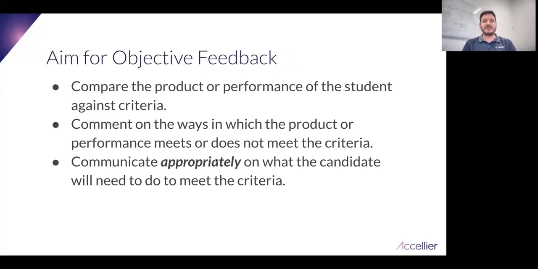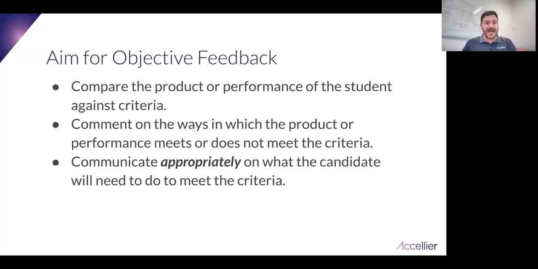So what we're aiming for here is objective feedback. How do we do objective feedback? We compare the product or performance of the student against criteria. You typically find when we're doing assessments that they fall into those two broad categories. It's either a product, so something they've created, might be a physical product like a piece of furniture or a report or a spreadsheet or a written assignment, or it might be performance. So we're actually observing them do a thing, a dance move, slicing food in the kitchen, a presentation or something like that. So we're watching them do something.